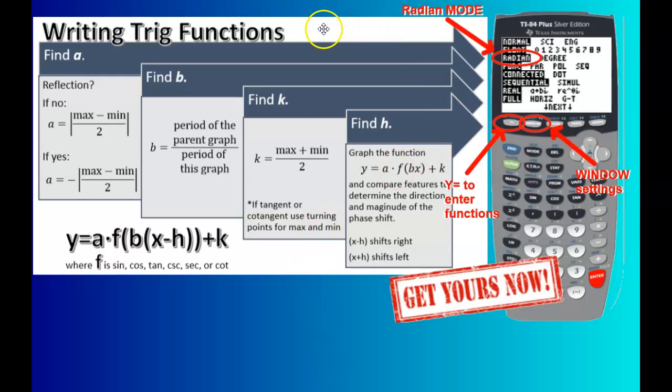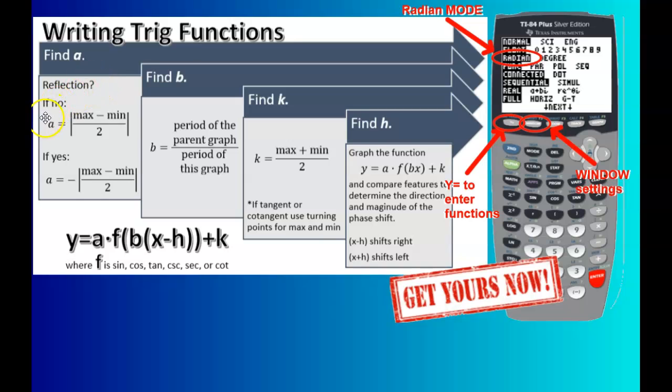Hey, welcome to our notes for writing trig functions. On the front of the notes booklet you'll find formulas that you can use to identify the a, b, h, and k in our transformation form for trig functions, where f, the function, is either the sine, cosine, tangent, cosecant, secant, or cotangent function. To find the a, you're going to first ask yourself, has this graph been reflected in the x-axis?